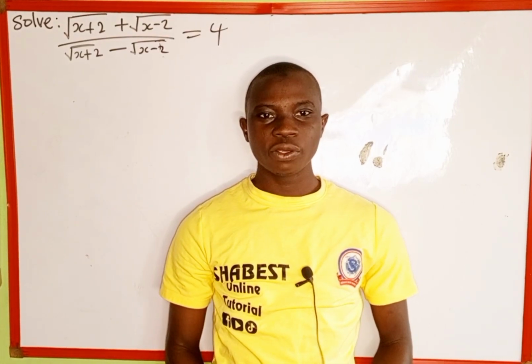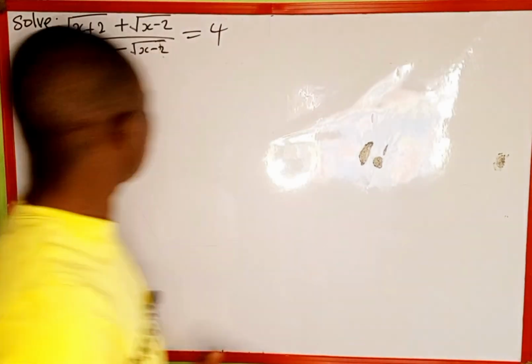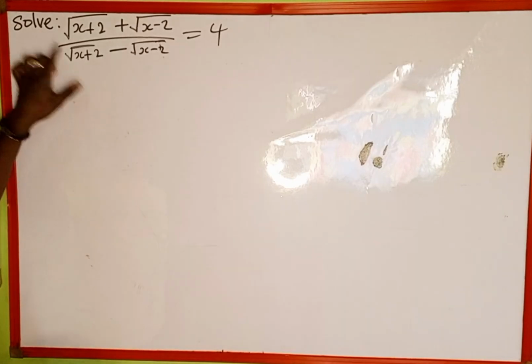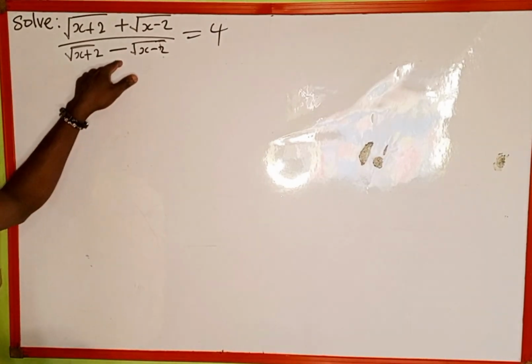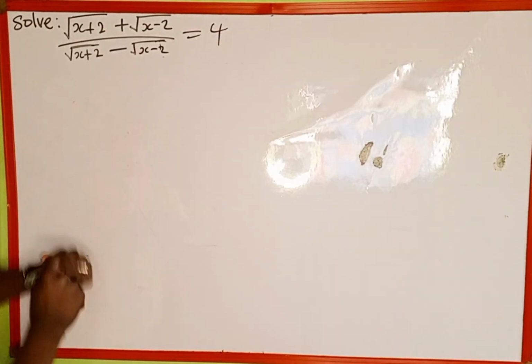In today's tutorial, we're going to learn how to solve for the value of x in this radical equation. The given equation is root of x plus 2 plus root of x minus 2, divided by root of x plus 2 minus root of x minus 2, equals 4. So in this case, how are we going to do it? Are we going to cancel?